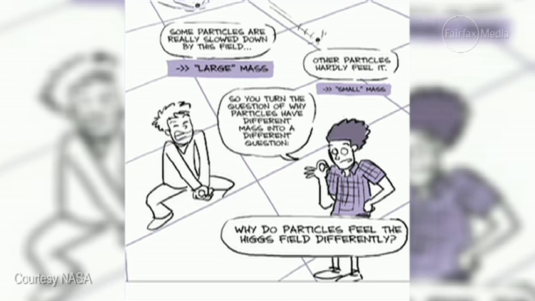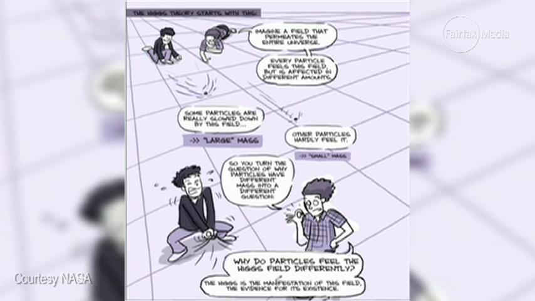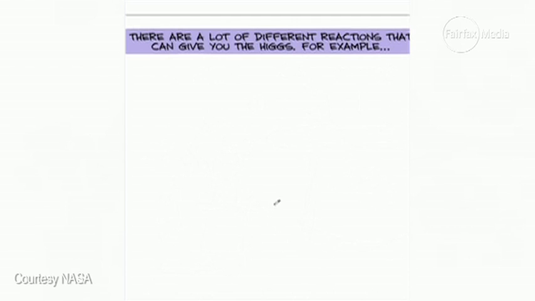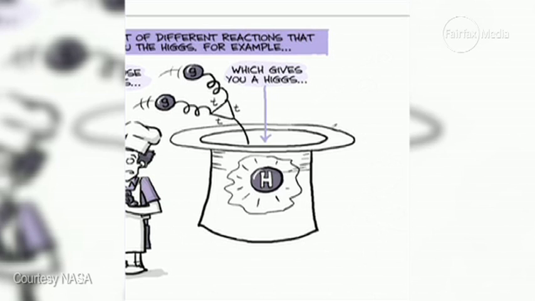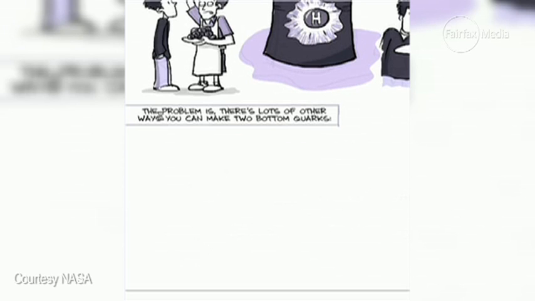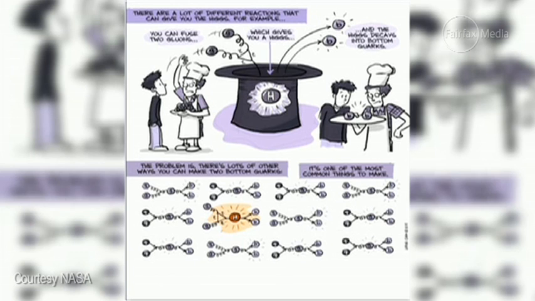But there is one manifestation of the field, which is the existence of this particle. There are lots of different reactions that could give you the Higgs. For example, you could have two gluons fuse to give you a Higgs boson, and the Higgs could decay into two bottom quarks. The problem is, there are lots of other ways to make two bottom quarks. In fact, it's one of the most common things to make. You expect that to happen a million times more often from other kinds of processes than from the Higgs.